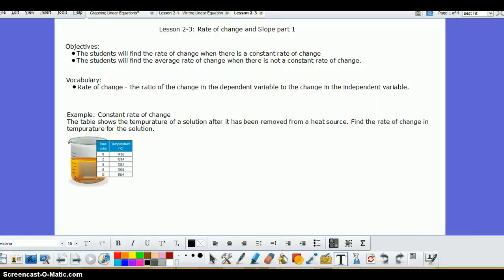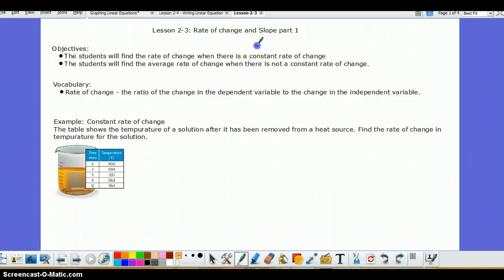Alright guys, in the next two videos we're going to be talking about rate of change and slope. So really in this one we're going to be talking about rate of change, which is real world slope. You will be finding the rate of change when there is a constant rate of change, constant meaning the same. So whenever we have the same rate of change, we have a constant rate of change.